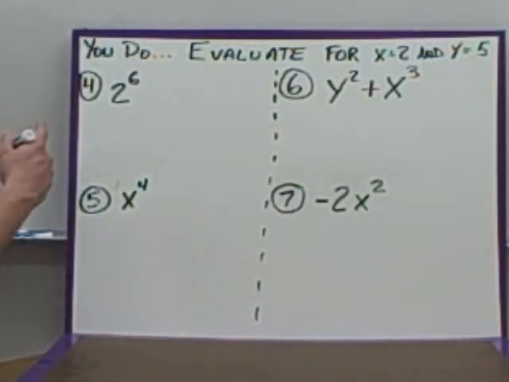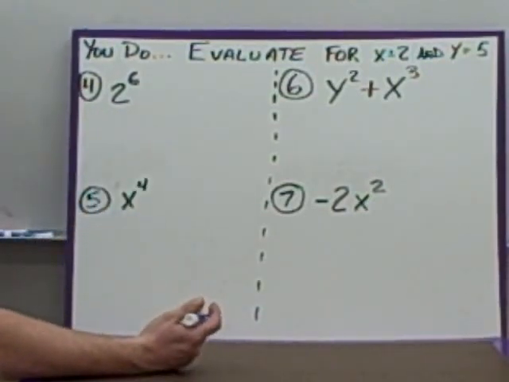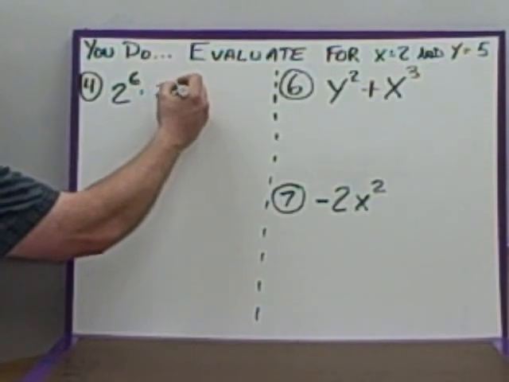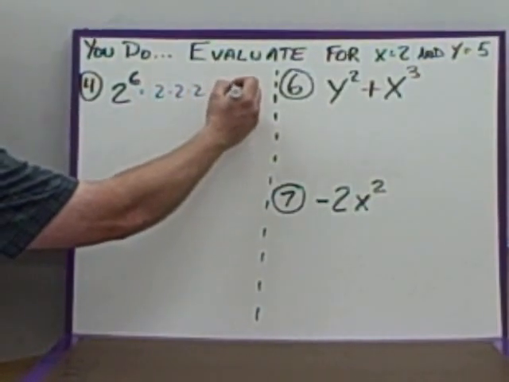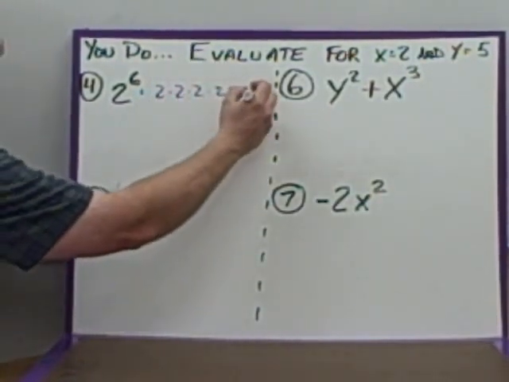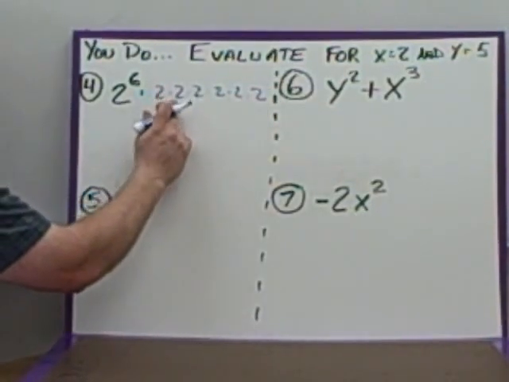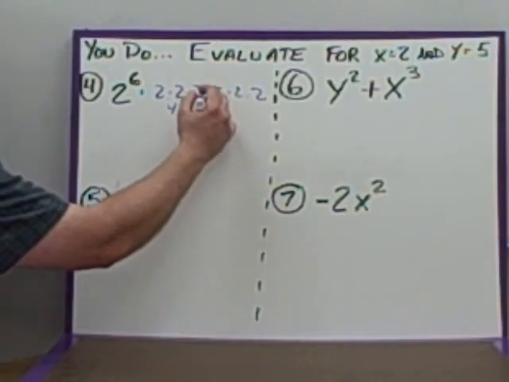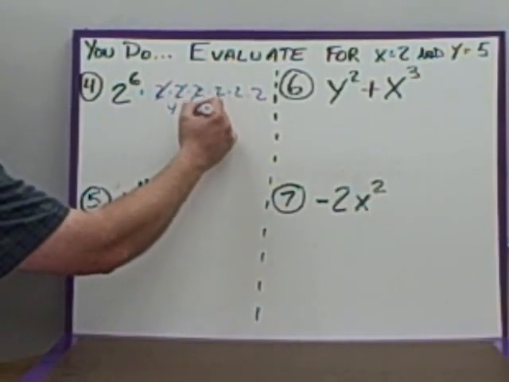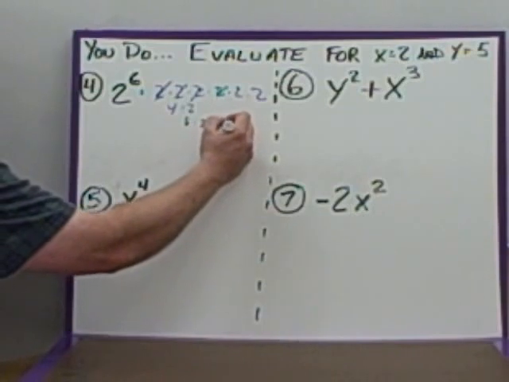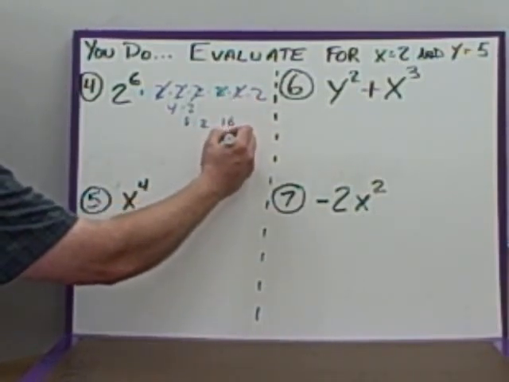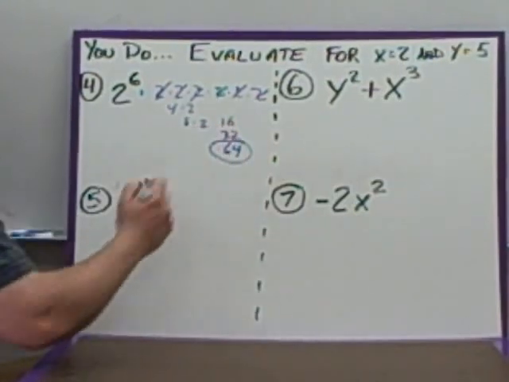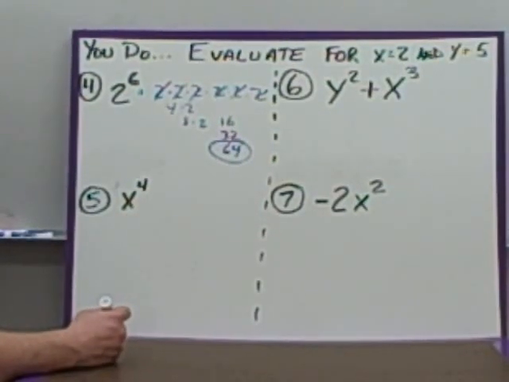Welcome back. Now this one, there was nothing to plug in. You just had to evaluate. So 2 to the 6 would be 2 times 2 times 2 times 2 times 2 times 2. 2 times 2 is 4. Times 2 is 8. That makes this 16. Times 2 gives me 32. Times 2 again, I get 64. So my final answer on that is 64.